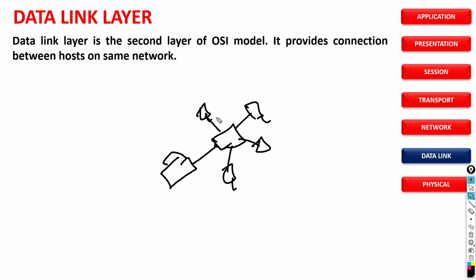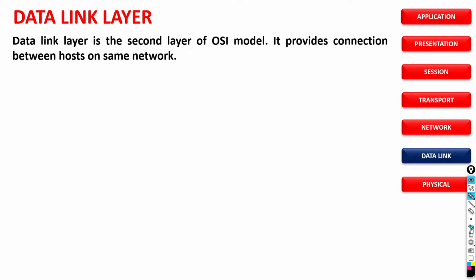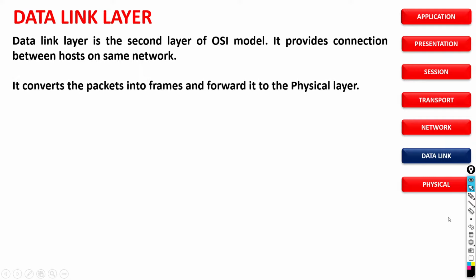It means whatever host you are able to see in the same network, all those tasks are done by the data link layer. I cannot say it is the exactly correct sentence, but I have mentioned it here because data link layer devices work in this layer. It converts the packets into frames and forwards them to the physical layer, as I have explained. In the transport layer, data is in segment form. In the network layer, it gets converted to packets. Once it reaches the data link layer, it gets converted into frames.